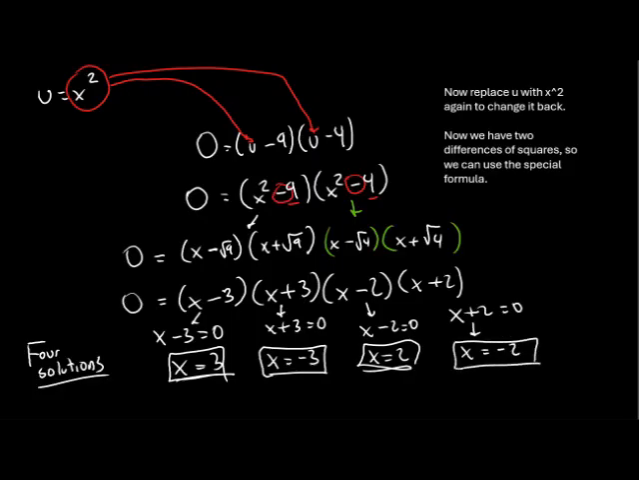So using our substitution technique allowed us to factor this into 2 parentheses, u minus 9 and u minus 4. However, when we replaced the u with x squared, we saw that we could factor further and get 4 solutions to this equation.